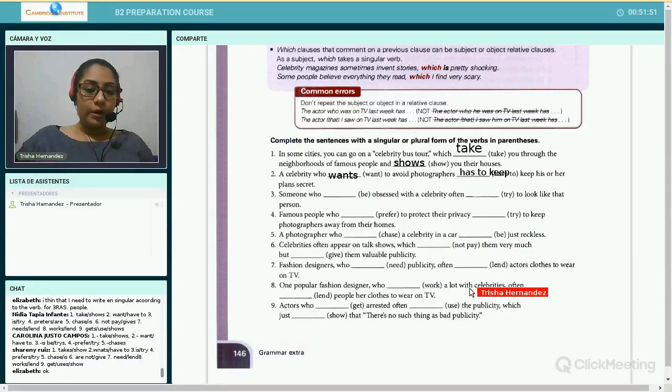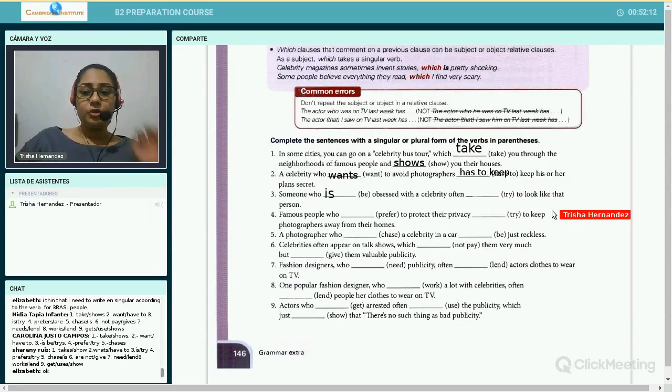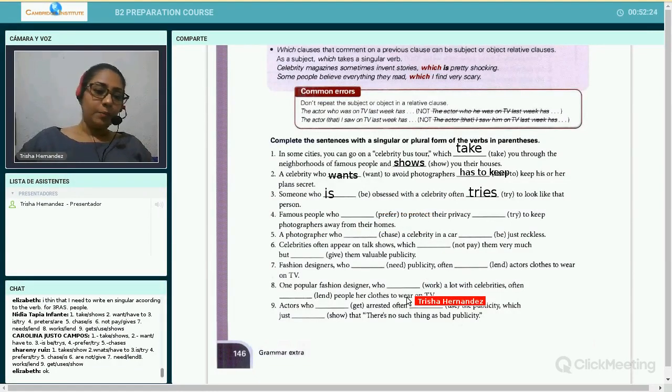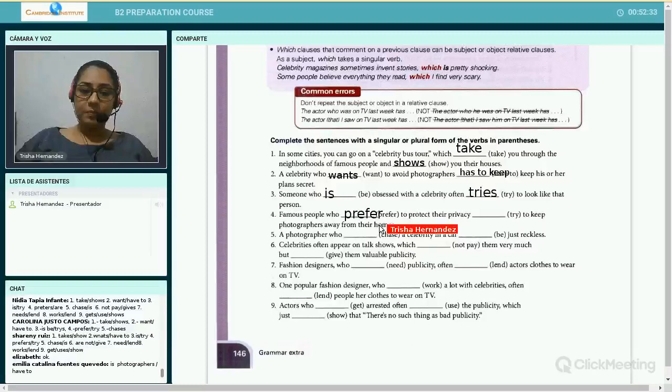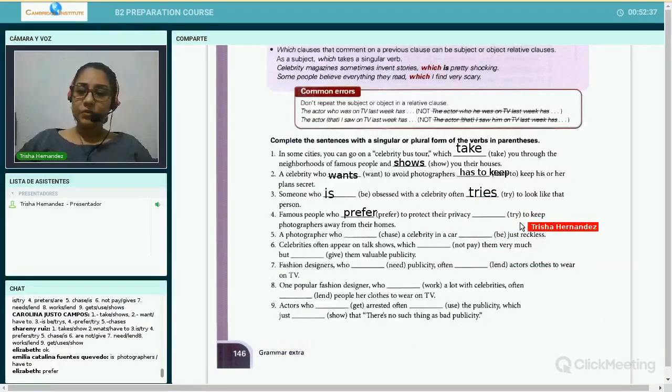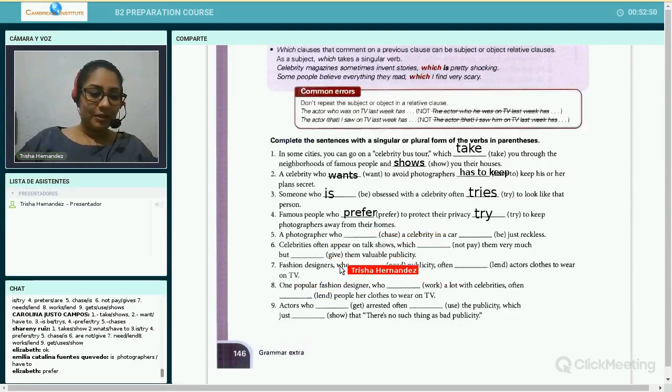Someone who... number three. Someone who is, yes, because here there isn't a confusion, right? It could not be plural. Someone who is obsessed with a celebrity often tries to look like that person. Tries to look like that person. Famous people who prefer or prefers. Famous people who prefer to protect their privacy try to keep photographers away from their home. Prefer, yes. If photographers have to.